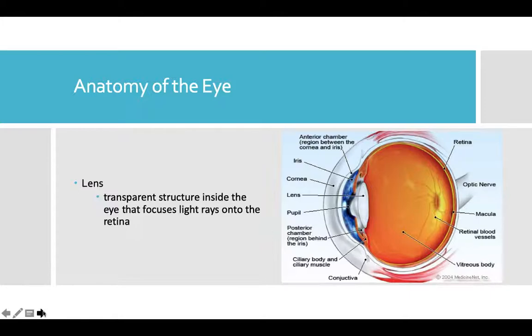The lens is another transparent structure, this time located inside of the eye. The lens focuses the light let in from the pupil onto the retina in the back of the eye.